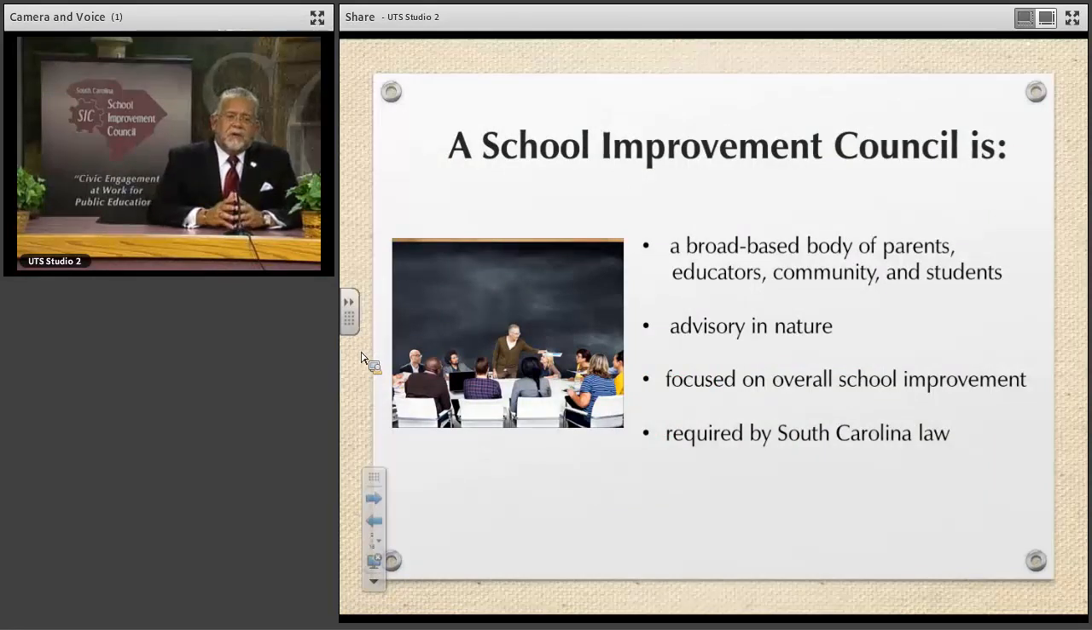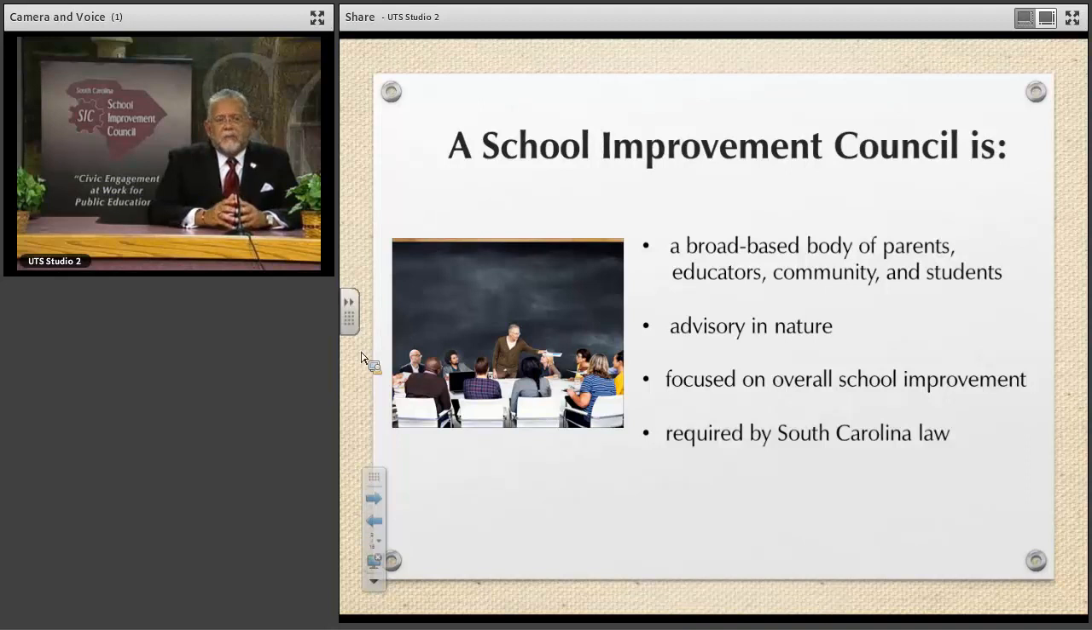Let's start today's training by reviewing a couple of key characteristics of school improvement councils. First, SICs are broad-based. They're founded on the idea that schools make better decisions when they consider input from all groups that have an interest in their school. That's why SICs are required to include representatives of parents, educators, community members, and in the case of high school, students. It's important to remember, however, that an SIC's role is advisory only.